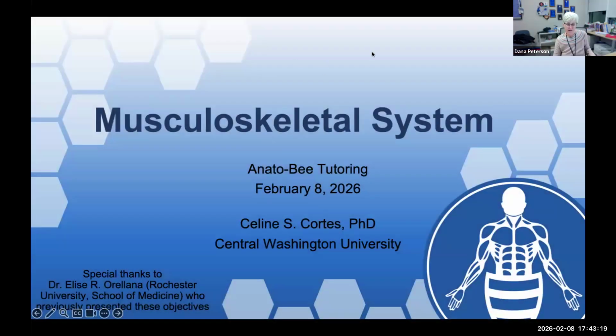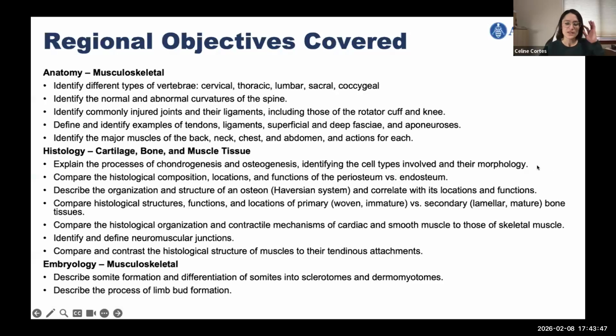Perfect. Okay, so awesome. I'm going to go ahead and present on basically the musculoskeletal system as a theme, but really it's touching on different systems and then a little bit of embryology as well. So let me just make sure I'm keeping track of time. There we go. And so these are some of the regional objectives covered. For the sake of time, I couldn't cover all of them, but I'll try to talk about as much as I can.